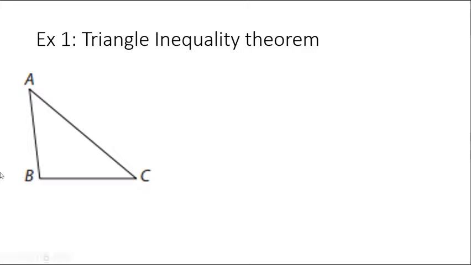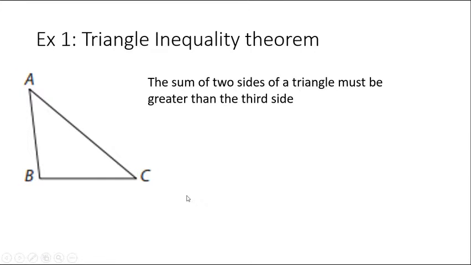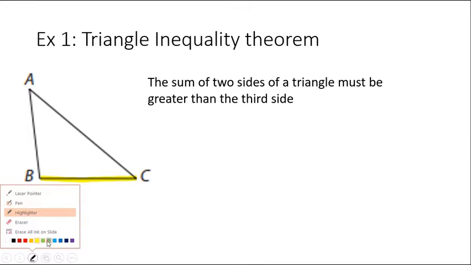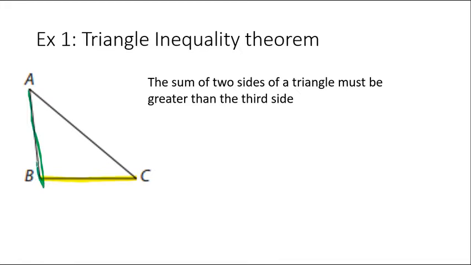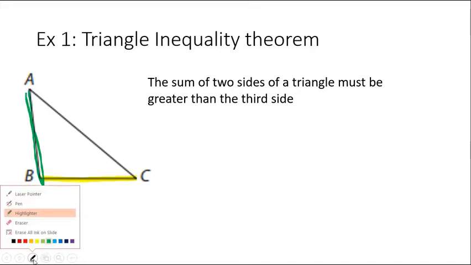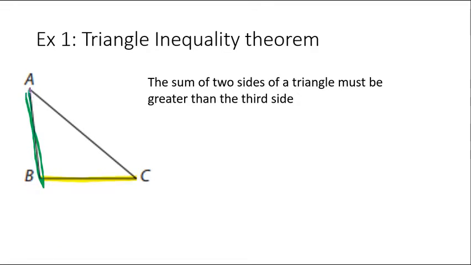So what the triangle inequality theorem says is this. It says the sum of two sides of a triangle must be greater than the third side. So what it's telling us here is that if you take two of the sides, here we have BC, and then AB. So those two sides, if you add them together, have to be greater than the third side, which is AC.